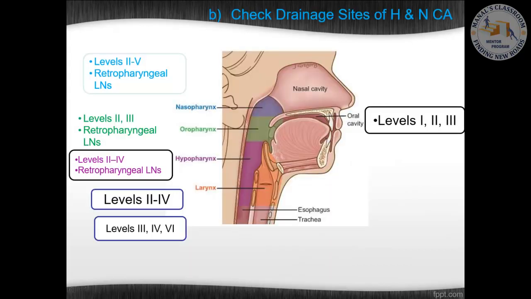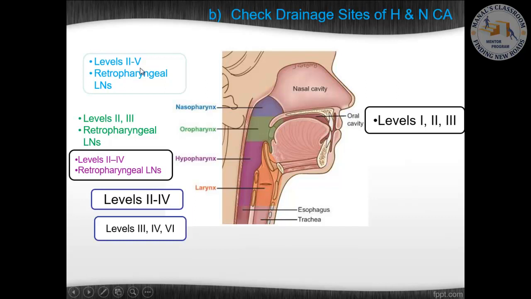After you finish checking those levels, you have to check the drainage sites of head and neck carcinoma. So each tumor has a drainage pathway of lymph nodes. When you know this pathway, you know where to search. So for example, oral cavity drains to levels 1, 2, and 3. So what about nasopharyngeal carcinoma? It drains to levels 2 to 5.